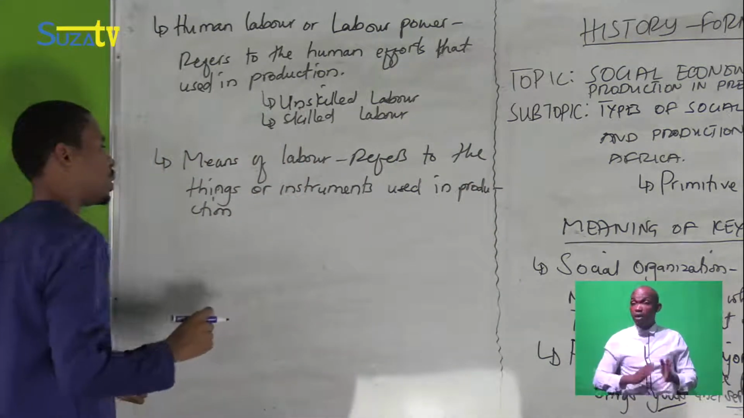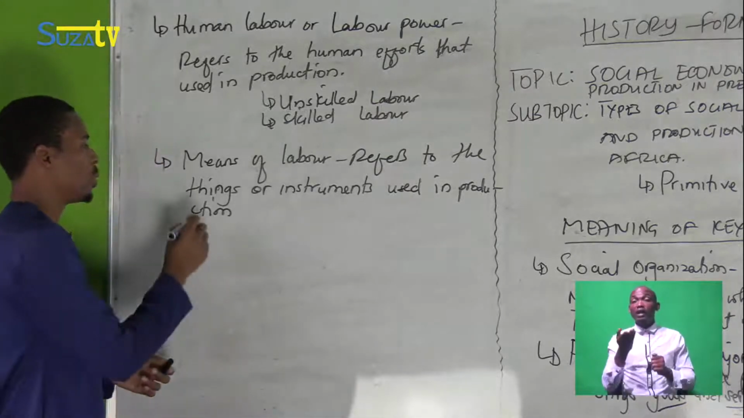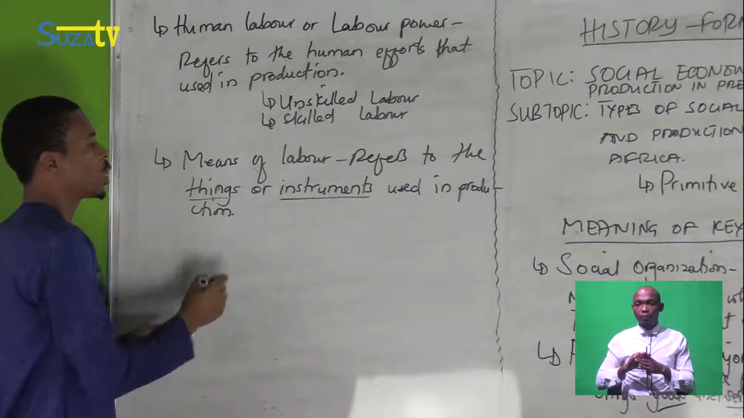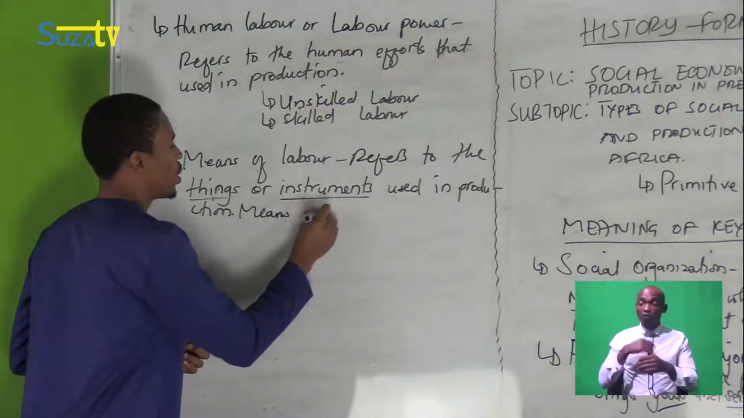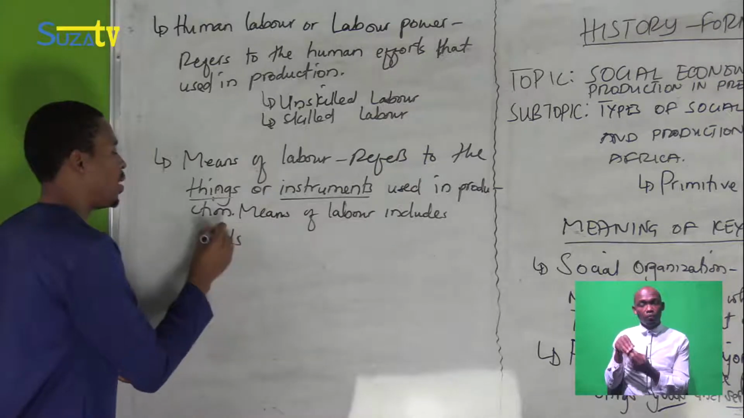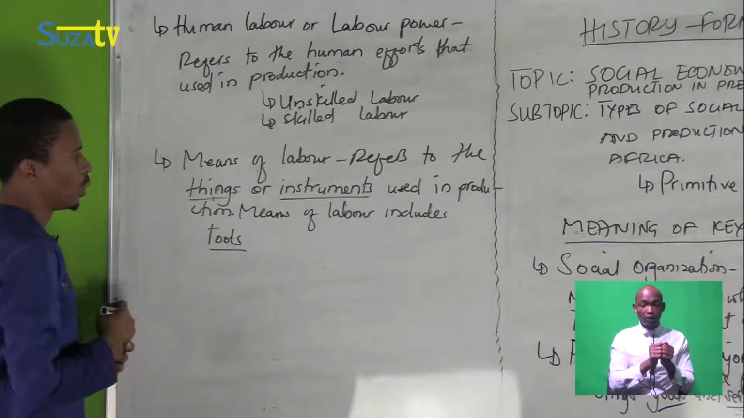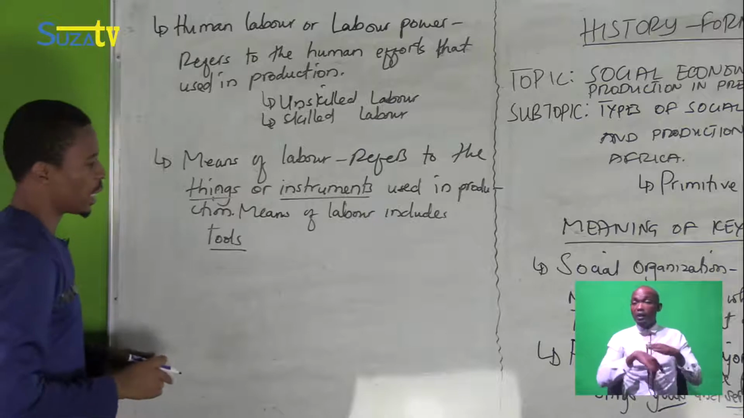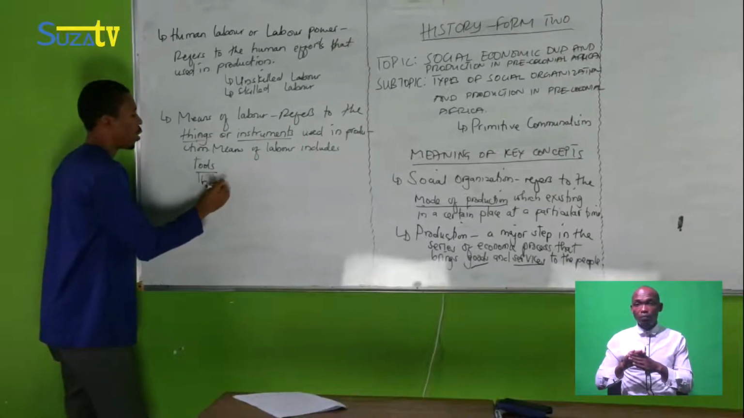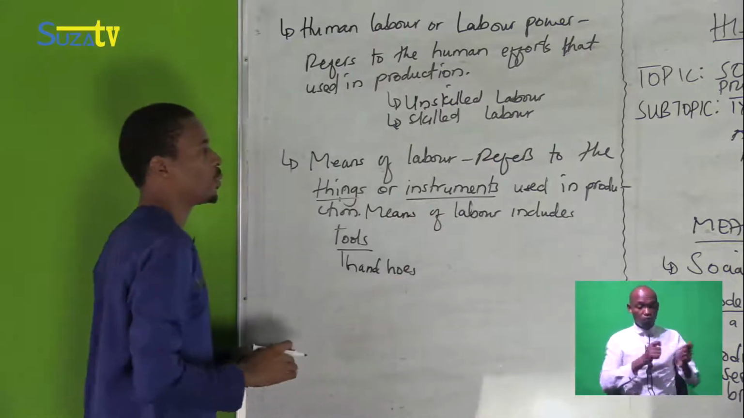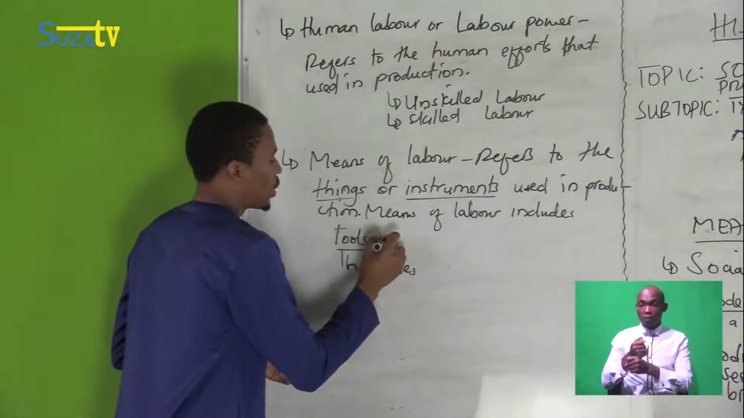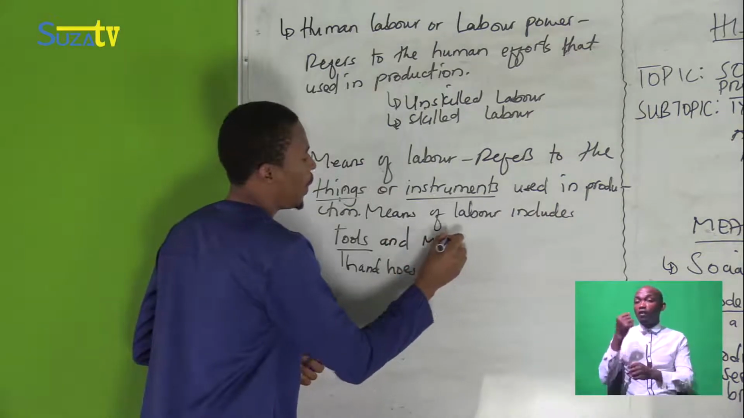So when we produce goods and services, we normally use things or some instruments. Means of labor include tools. For example, the people who engage in peasant agriculture normally use hand hoes. This is an instrument, and it is what is called means of labor. Also, means of labor include machinery.